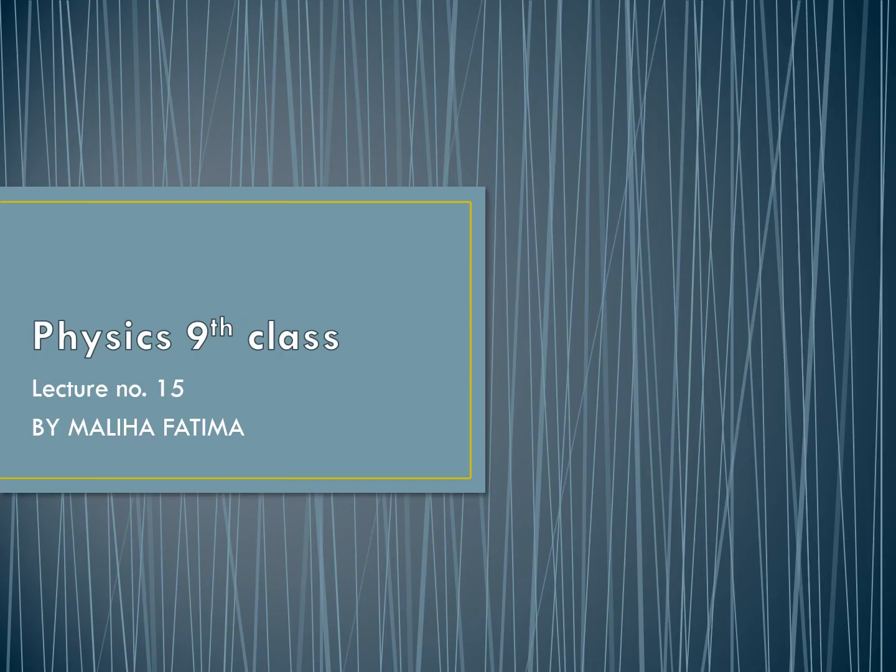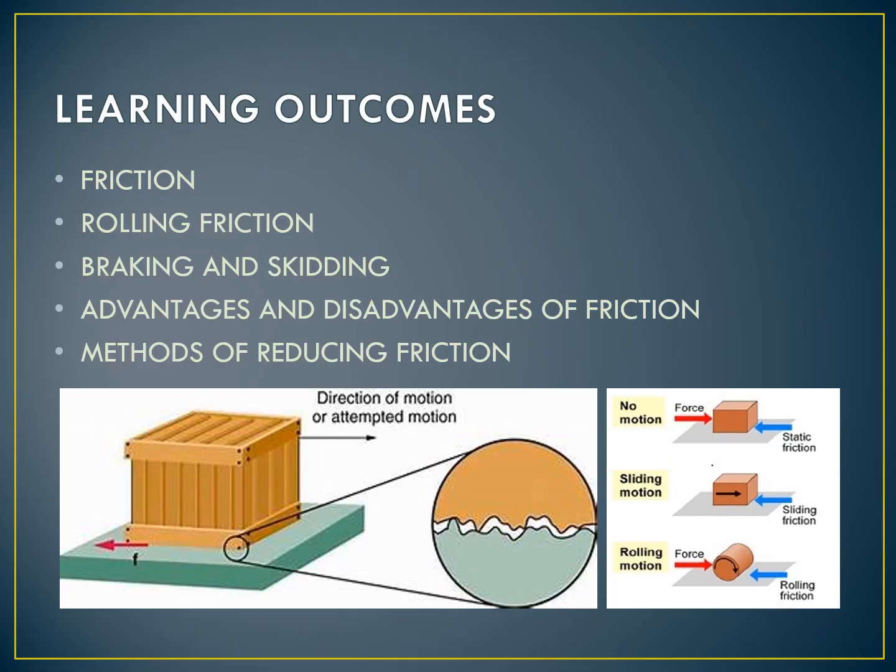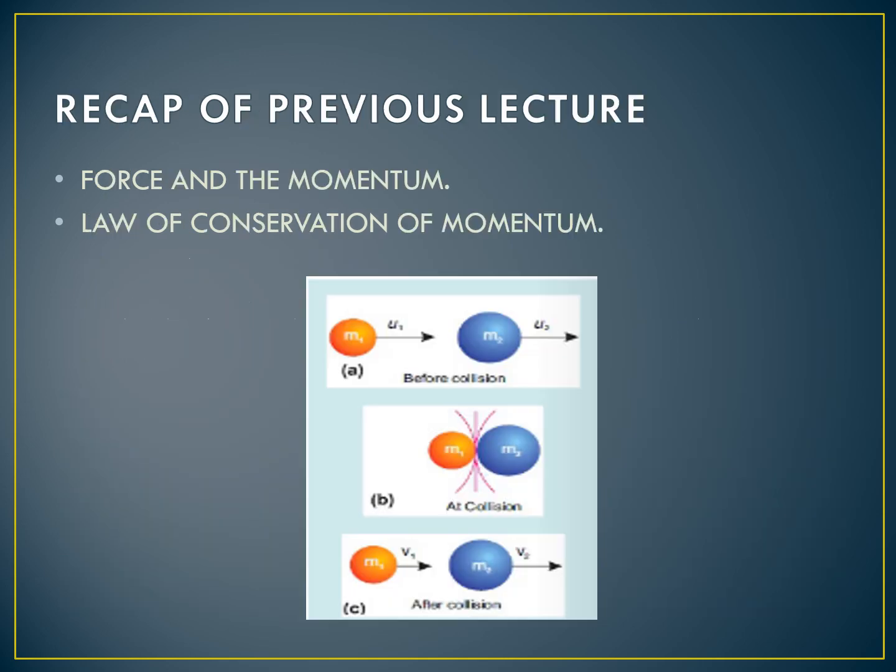My name is Maliha Fatima, physics teacher from DPS Girls Senior Wing Model Town Lahore. This is lecture number 15 of 9th class physics. Today we will discuss the 5th lecture of chapter number 3, dynamics. In this lecture we will discuss friction, rolling friction, braking and skidding, advantages and disadvantages of friction and methods of reducing friction. Before starting the lecture, let's have a brief review of the previous lecture.